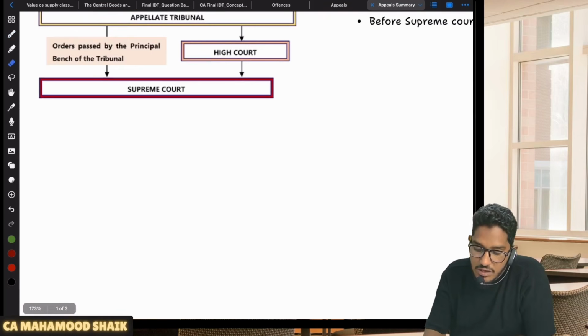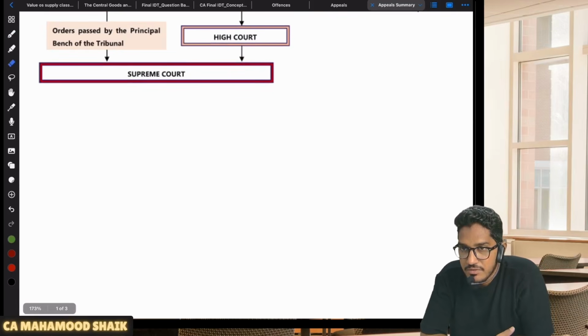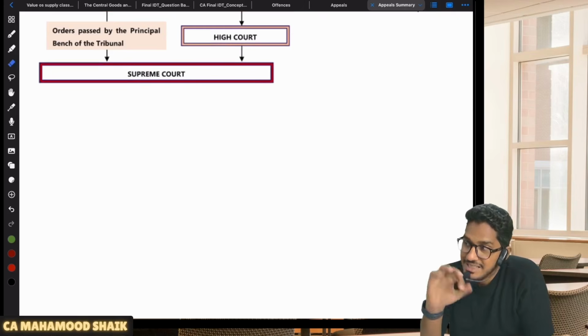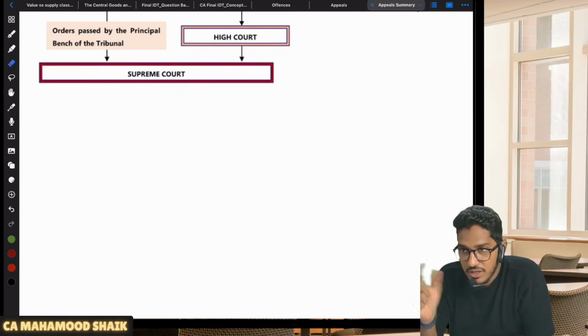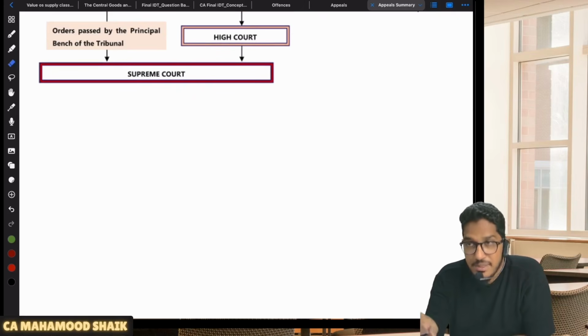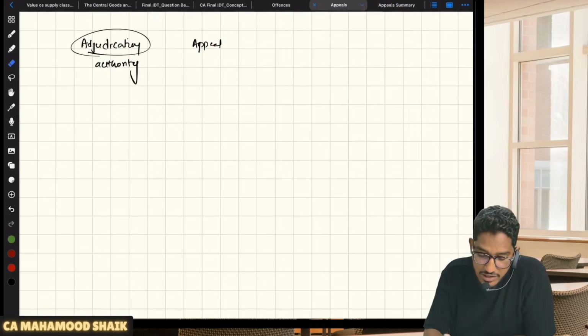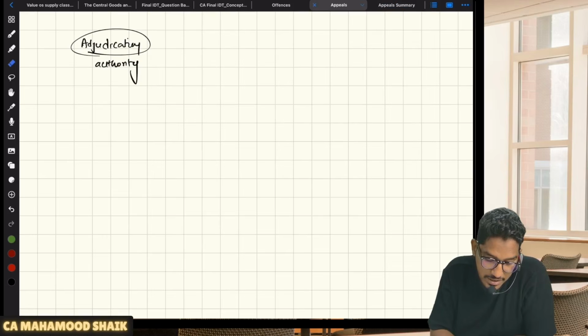Okay, sir. Now the appellate authority will take up the case. They will hear your arguments. They will hear the department's arguments also. Thereafter the order will come. This appellate authority, this commissioner appeals or additional commissioner appeals, he will give an order. So now when the order has come from the appellate authority, that order also you might not be happy with.